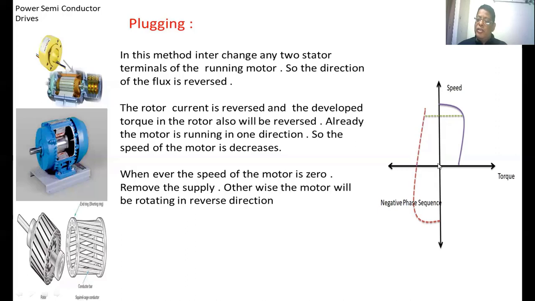When the speed of the motor comes to zero, some amount of negative torque is still there, so the motor is trying to rotate in the negative direction. To avoid that, we remove the supply from the motor. This method is nothing but plugging.